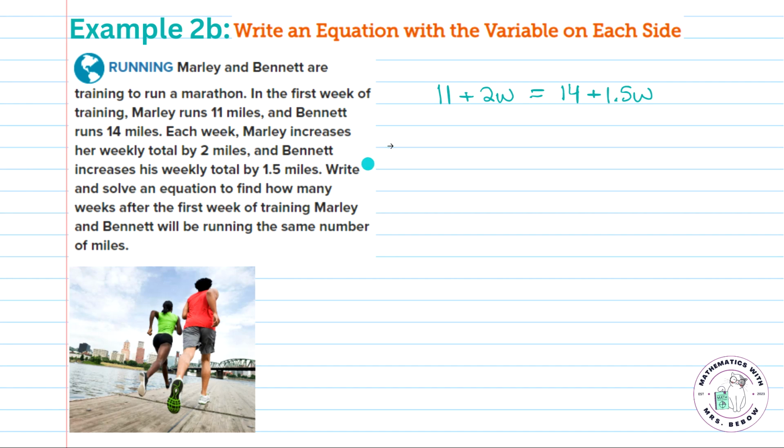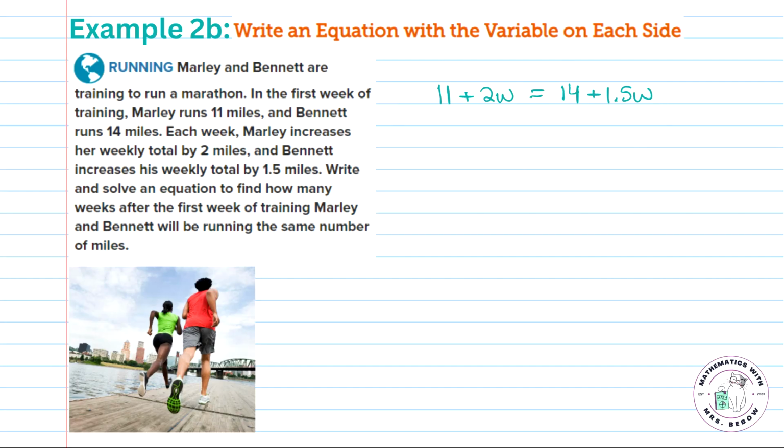Okay, so over on the left-hand side here, we have Marley's situation where she's already run the 11 miles the first week, and then every week after that, so that's that repetitiveness, right? So that's that multiplication here. 2 miles per week equals the amount that Bennett's done. He did 14 miles that first week, plus the additional 1.5 per week that he's bumping it up each week moving forward. And now that we have this set up, we're going to go through and solve.